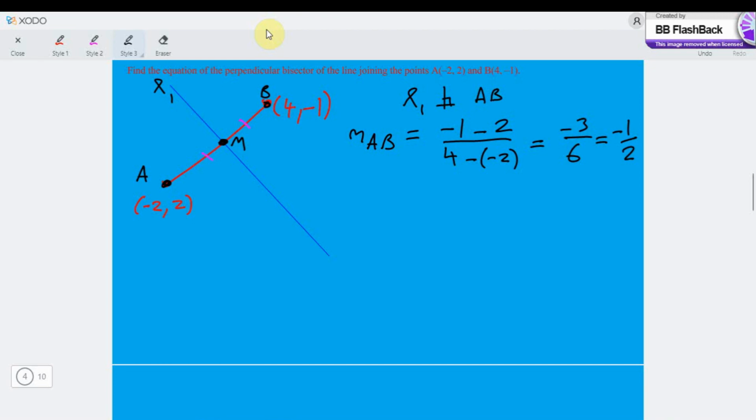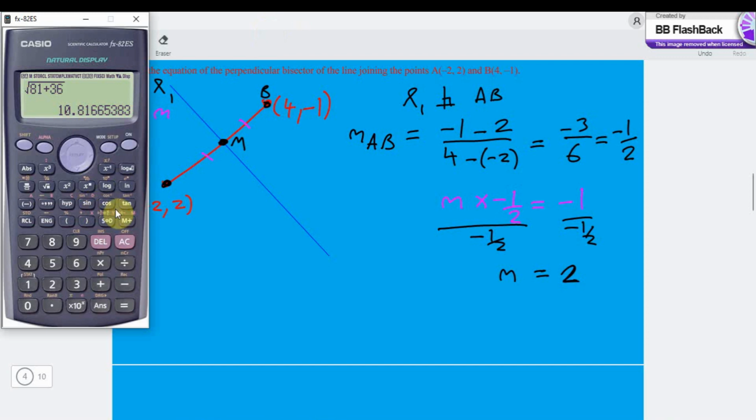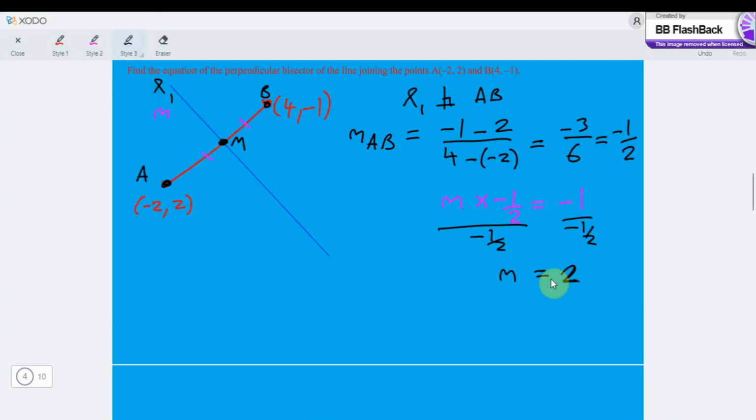Let's call the gradient of L1, let's call it m. So we know that m times -1/2 should be equal to -1. So therefore, we divide both sides by -1/2. So now we get the gradient of that line is going to be +2. -1 divided by -1/2. If you don't believe it, you put it in the calculator. -1 divided by -1/2, you get your +2.